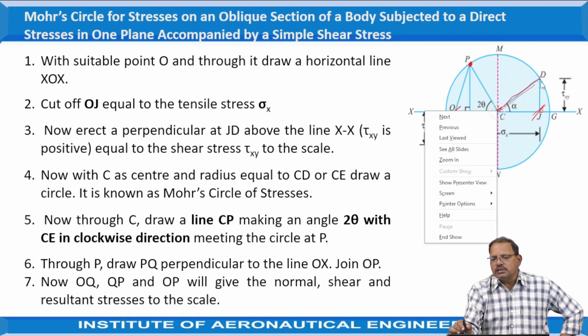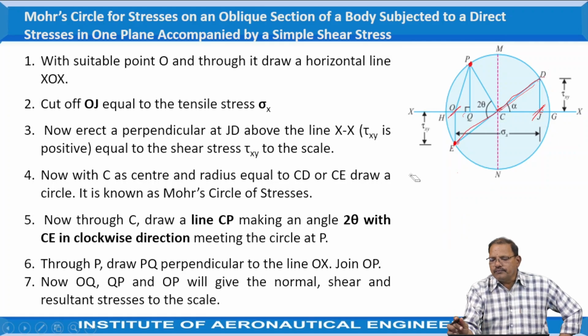Take C as center, radius equal to CD, draw a circle. Join D and C now, and C and E. From C, draw a line CP, which is making an angle of 2 theta with respect to the CD, ED as shown in figure now.